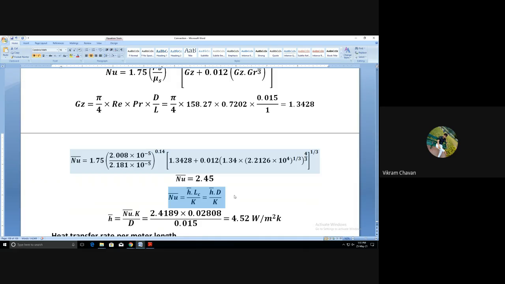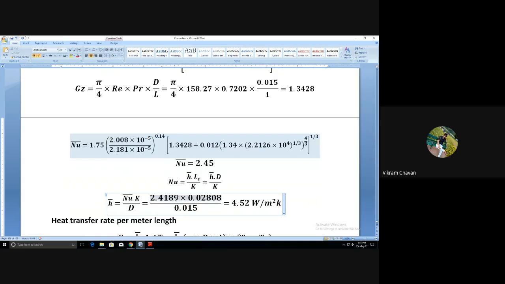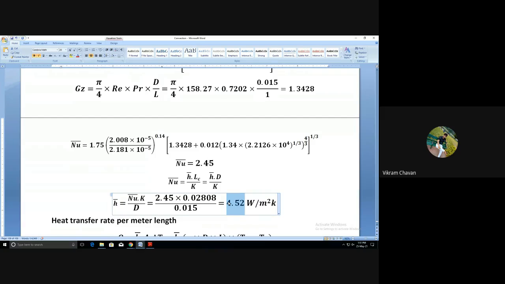In this case, h bar is the only unknown. Nusselt number we have calculated, k is the property we have taken from the property table, and D is the given quantity. So we can calculate h bar. h bar is equal to Nu bar multiplied by k divided by D. I have changed this value, so this answer will also change, 4.52. Please put up your answer in the chat box for h bar.